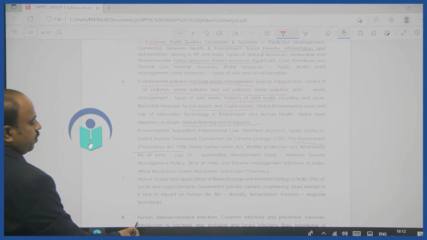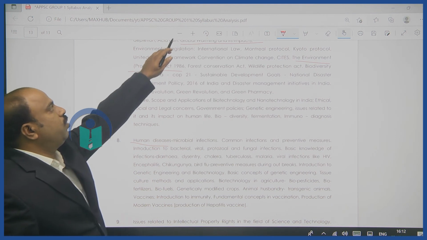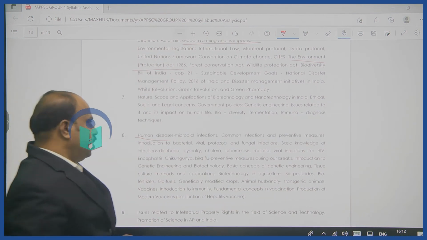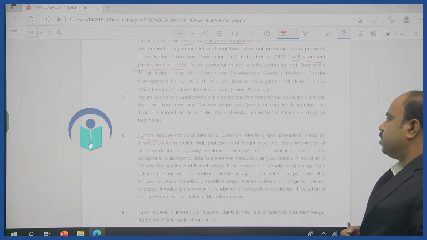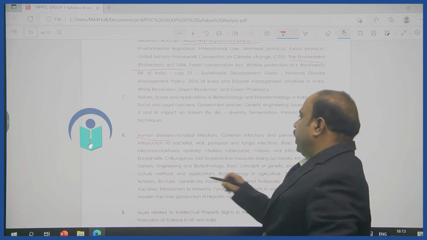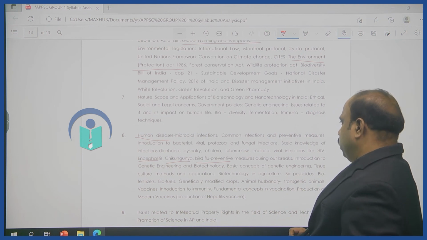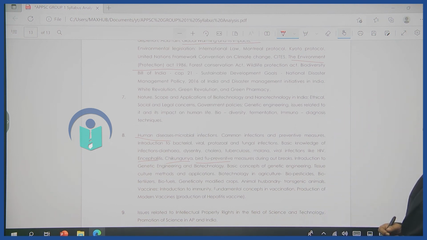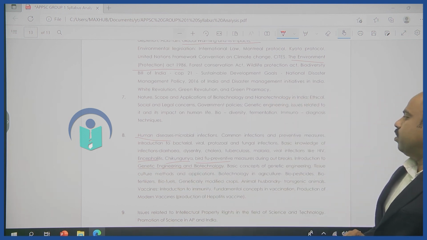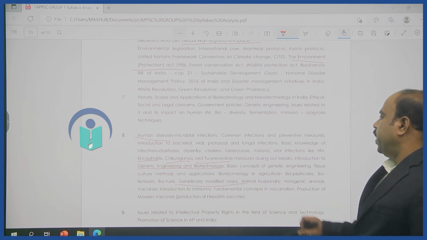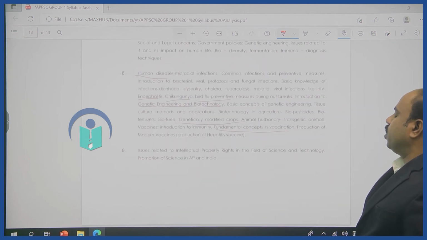So human diseases, a very important topic here. In biotechnology, a very important topic is human diseases, about bacterial diseases, about viral infections and viral diseases, like encephalitis, chikungunya, bird flu, and preventive measures during an outbreak. The next, introduction to genetic engineering and biotechnology. The next, genetically modified crops. The next, fundamental concepts in vaccination, production of modern vaccines.